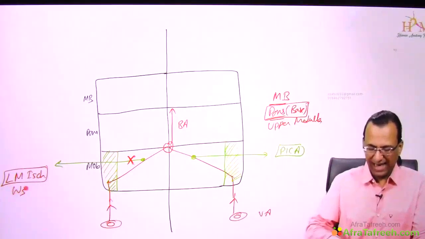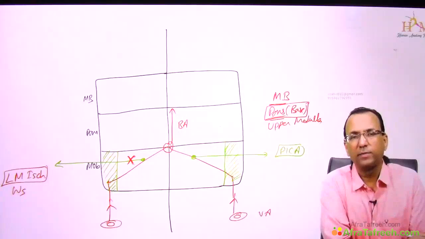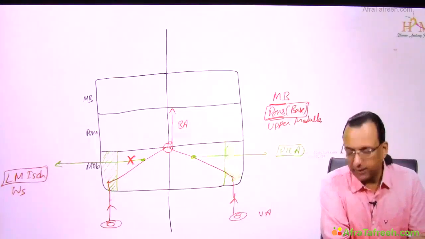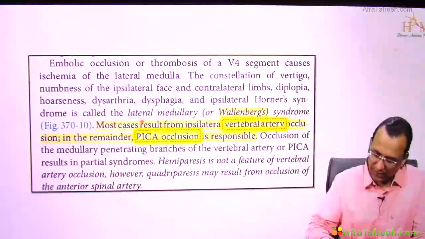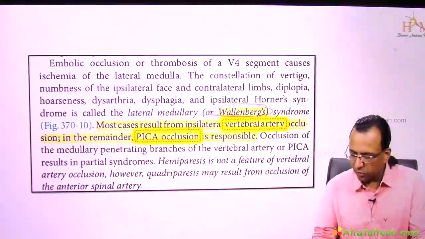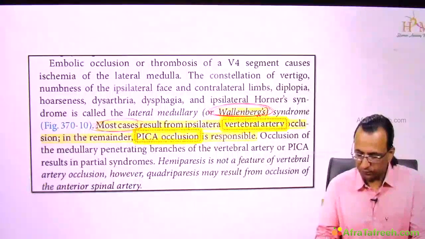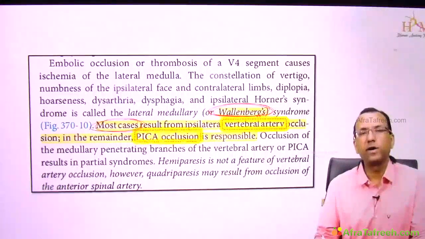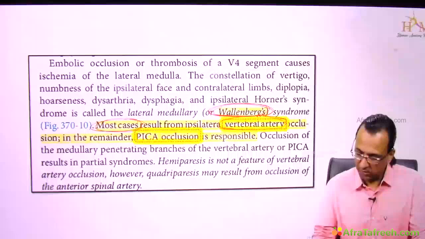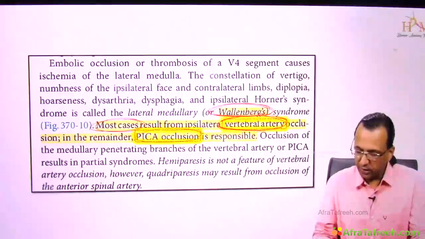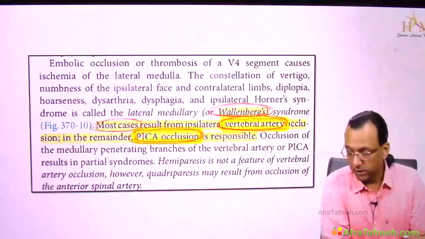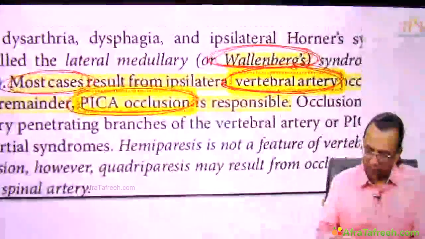But have you read Gray's? Have you read Harrison's Medicine talking about Wallenberg syndrome? What is Harrison telling? Let us see. Most cases of Wallenberg syndrome are due to PICA occlusion or vertebral artery occlusion. Vertebral artery occlusion is more often the cause and PICA occlusion is less common. You are talking about Wallenberg syndrome? Yes.